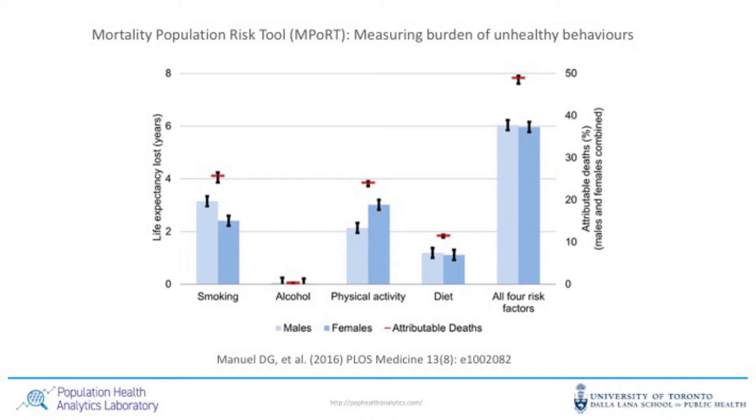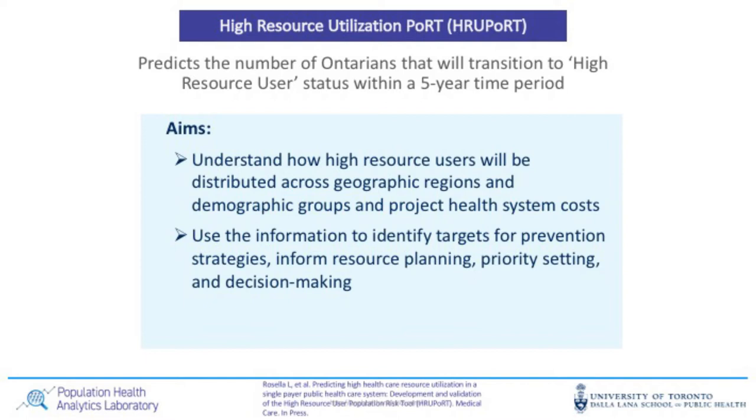And the last one that we just published in Medical Care is the healthcare HRUPOR, High Resource User Population Risk Tool. So this is the skewed distribution of healthcare spending in Ontario, and again, not a surprise, you've heard of the top 5%. The idea that 5% of the population accounts for over two-thirds of healthcare spending, and lots of attention focusing on the top 5%. So we built a prediction model that actually helps predict who will be a high cost user using these linked data. And we can look at how this is distributed across geographic regions, demographic groups, and really important, looking back to some of the determinants which are a little more upstream to high resource utilization.